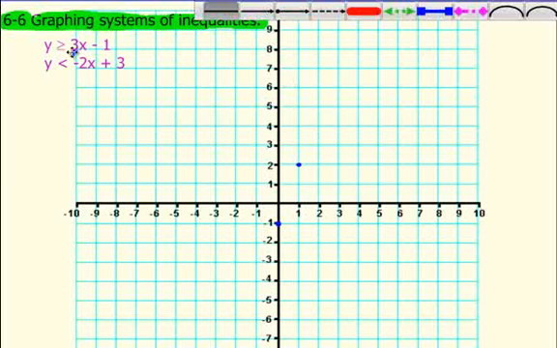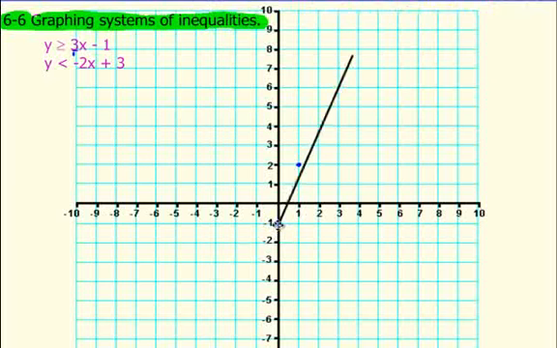And if I look at it, it's greater than or equal to. So that's going to be a solid line. So we'll go right through there and connect them. I'm going to extend it out the other way as well. So if you're using your ruler, you can do all that in one step.